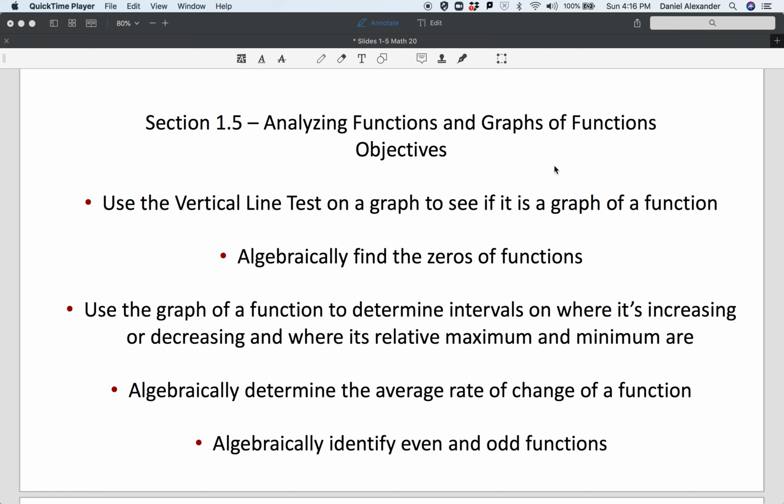Hello, this is section 1.5, and in this section we're going to analyze functions and the graphs of functions. Our objectives are to use the vertical line test, which is a way to see if a graph represents a function.